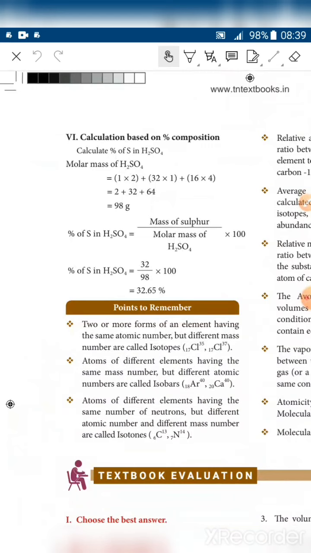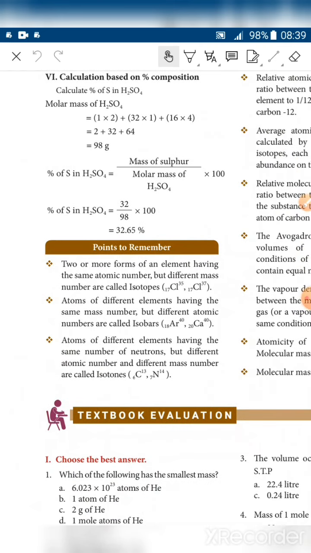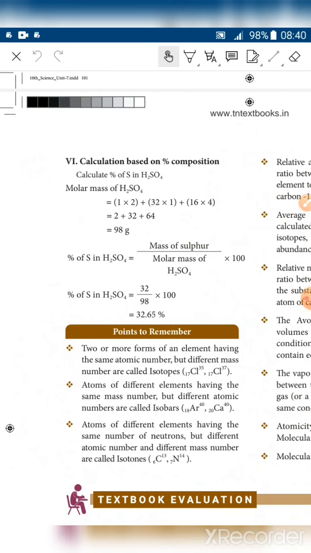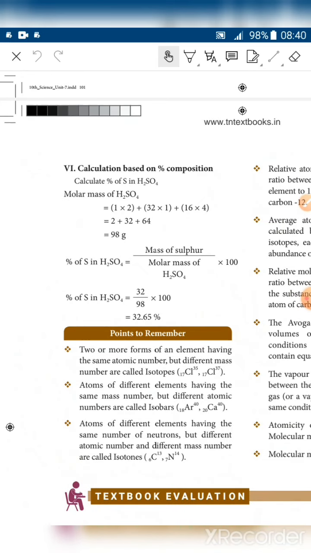Then calculation based on composition. So how to calculate? There is a formula to calculate mass percentage of the element: mass percentage of the element equals mass of the element divided by molar mass of the compound into 100. The formula is already given in the book. That is, mass percentage of the element equals mass of the element by molar mass of the compound into 100.